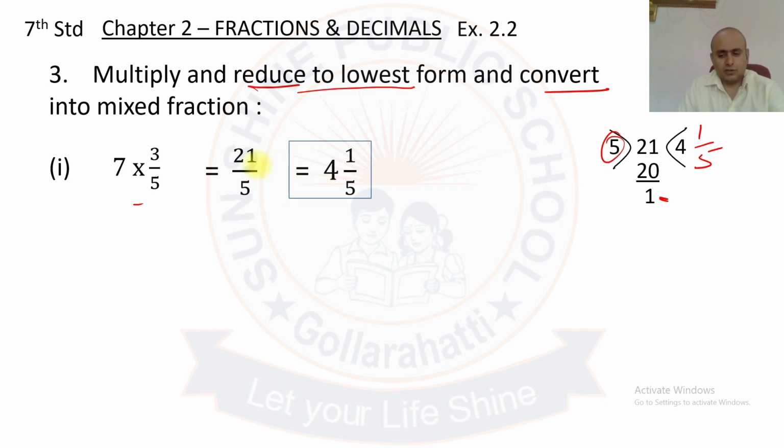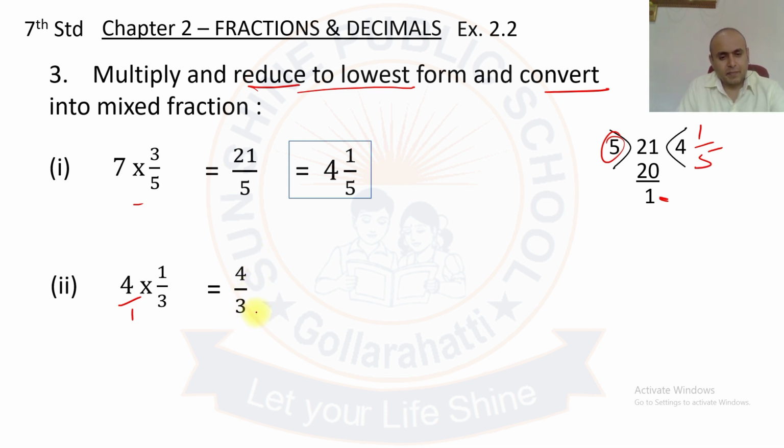Okay. Second question is 4 into 1 by 3. So now let us multiply it first. That is 4 into 1 by 3. To multiply, this 4 is nothing but 4 by 1. So now multiply numerator to numerator, that is 4 ones is 4, and by 3, that is 4 by 3 comes when you multiply. And this we cannot reduce to the lowest form, therefore convert into mixed fraction.